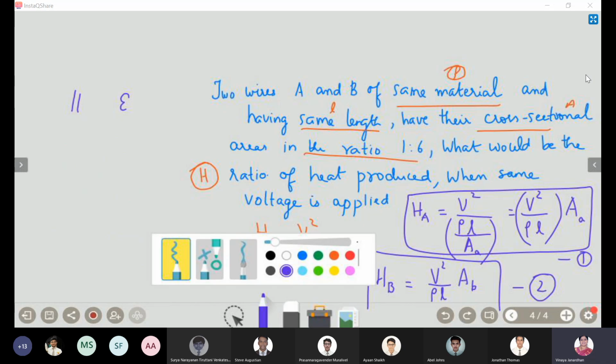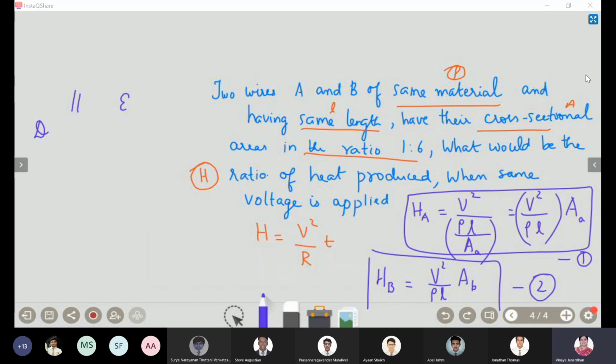Divide this equation, boys, 1 by 2. What is that you get? Okay, HA by HB will be equal to, okay, thickness of the first wire. So what is the thickness? 1:6.